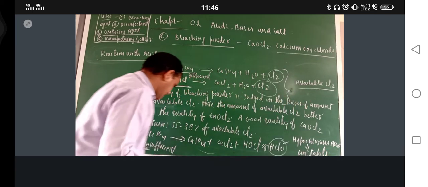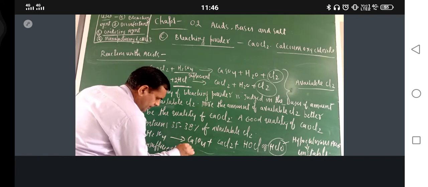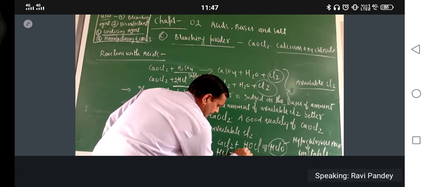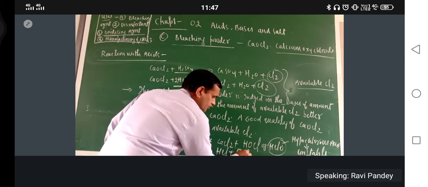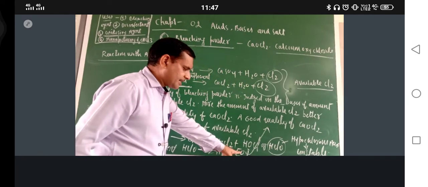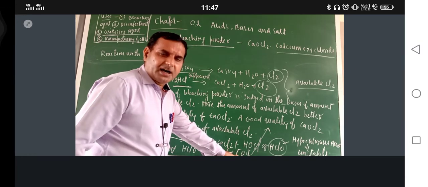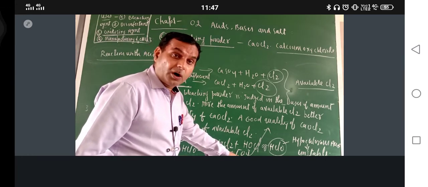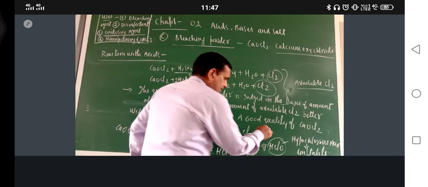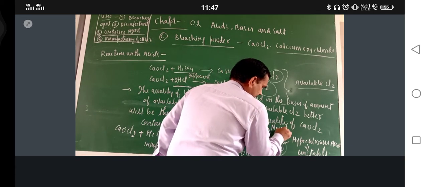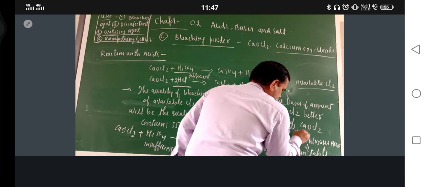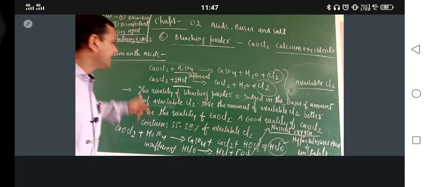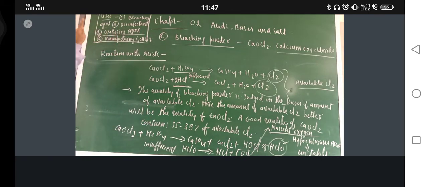Now this HClO will dissociate into HCl plus nascent oxygen. Nascent oxygen means oxygen which is recently developed or evolved from the reaction mixture. Because of evolution of this nascent oxygen, it acts as an oxidizing agent.